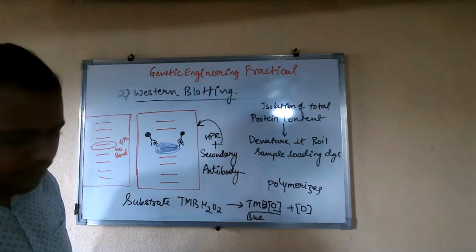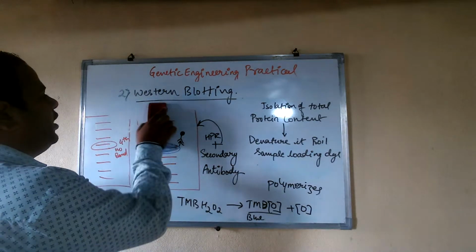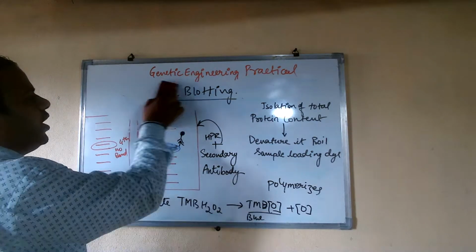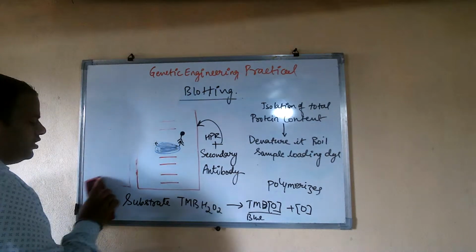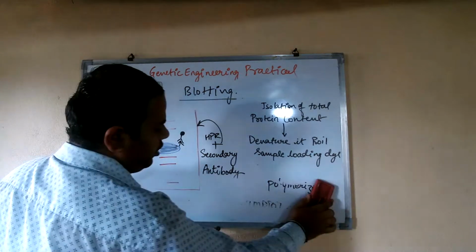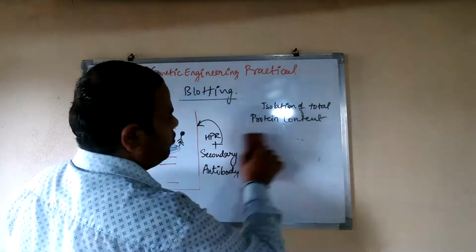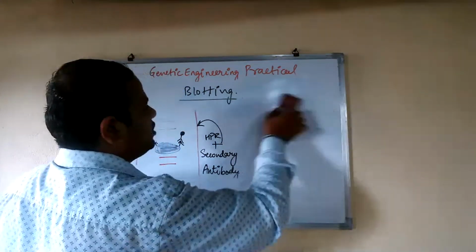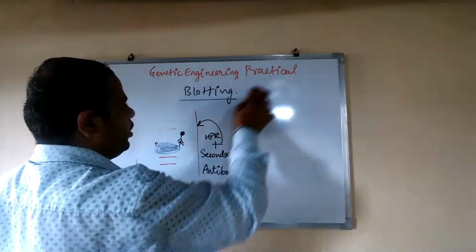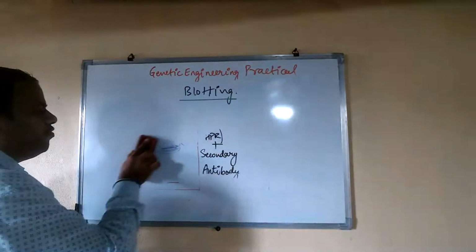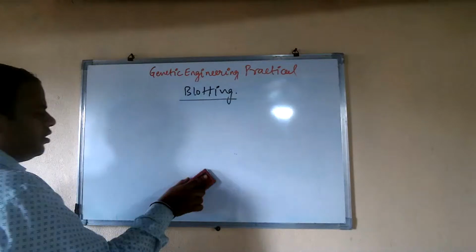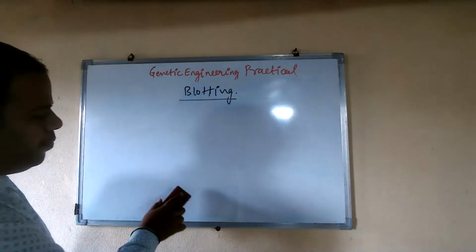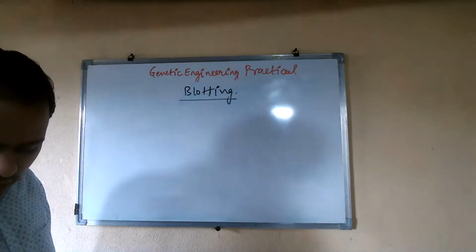Let's move further. The next type of practical that generally is done in genetic engineering is Southern blotting. In Western blotting, we detect protein. In Southern blotting, we detect whether a particular DNA is present in an organism or not.